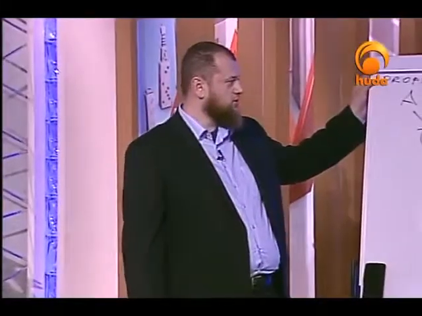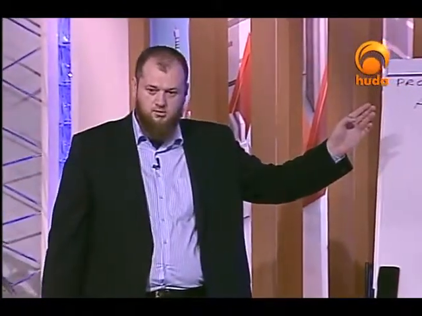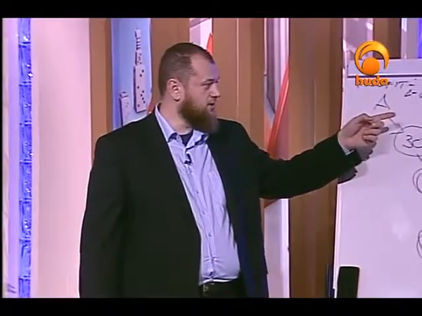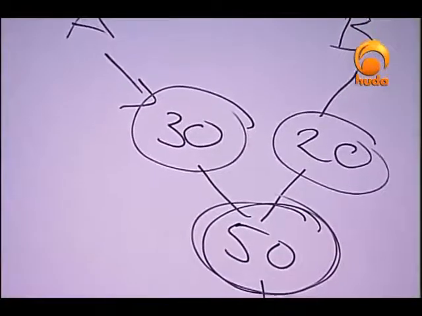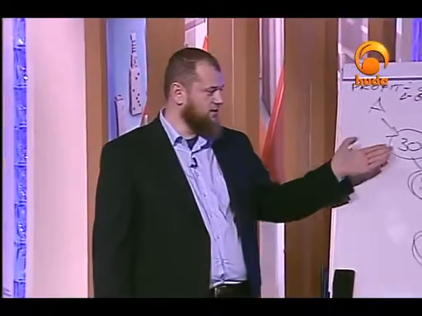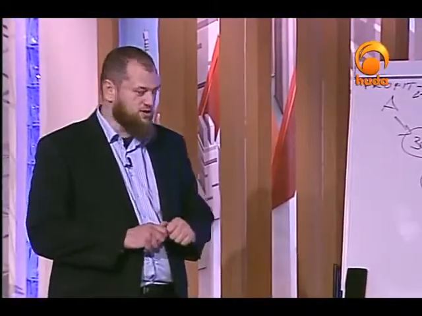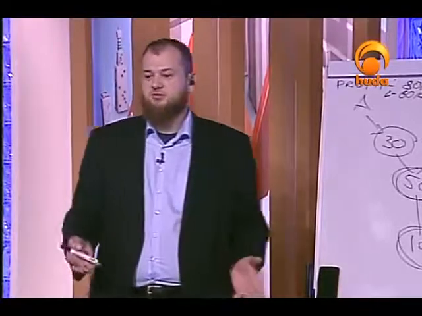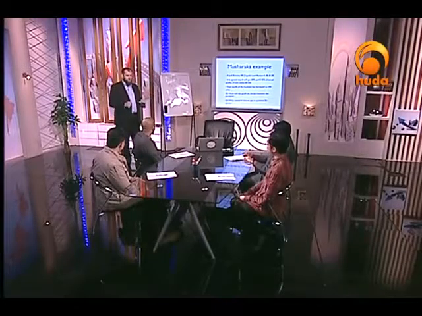They initially agreed to share profit 80-20, so 80% to A and 20% to B. However, their initial contribution was 60-40, so 60% for A and 40% for the other party. The question here is, if A now wants to buy B out, the whole business, how much do they need to pay?